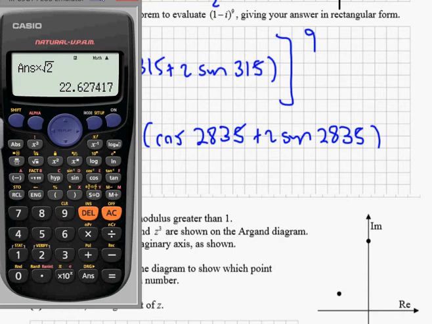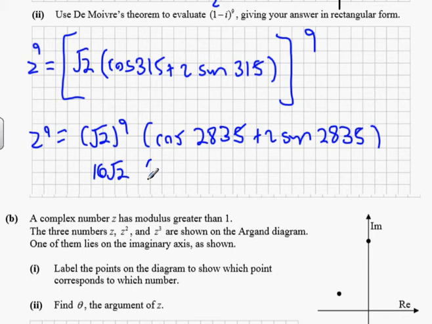Okay? Now, cos 2835 is 1 over root 2. And then sin 2835 is minus 1 over root 2, i. The root 2s cancel. And we're going to get 16 minus 16i. Okay with that?